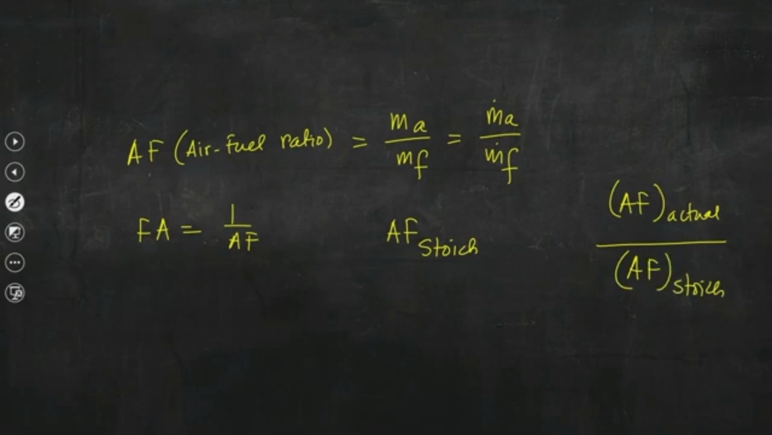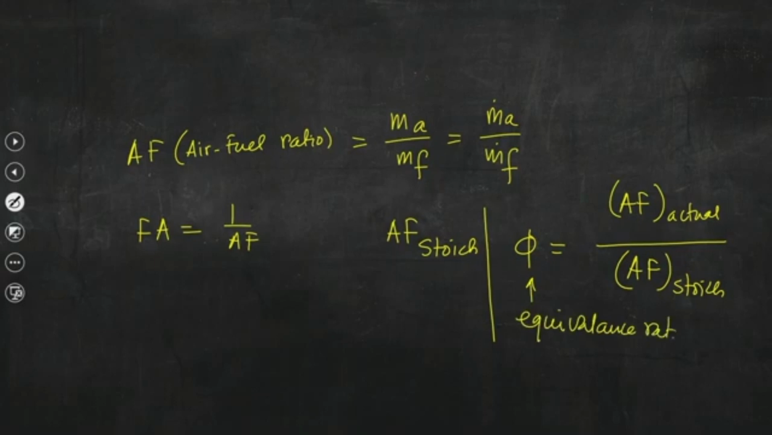Now, what is the deviation? So, this ratio of these two quantities is also known as equivalence ratio phi. So, this phi is equivalence ratio. The significance of this ratio is that it gives us a clue about the deviation of the air fuel ratio from its stoichiometric quantities.